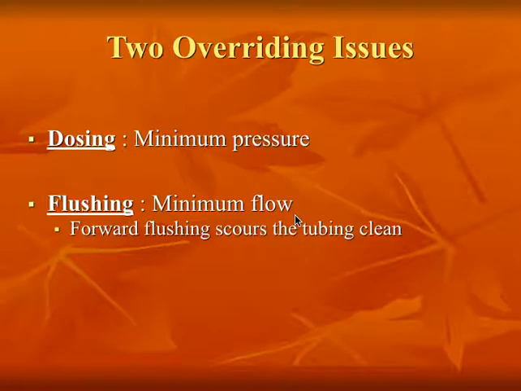Now, there are two overriding design issues in all drip designs. One is the dose and one's the flush. The requirement for dosing gives us what the minimum pressure will need to be in the system. And then the flushing gives us the minimum flow that we're going to need going through the network. And this is the flow not only for dosing the system, but in addition to allow for scouring of the tubing during the flush cycle.